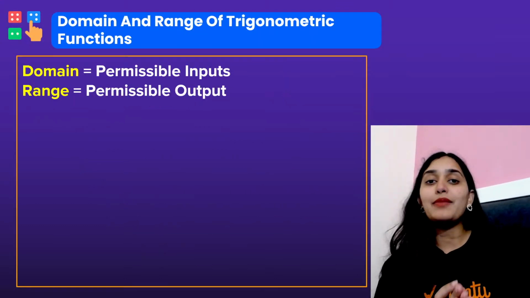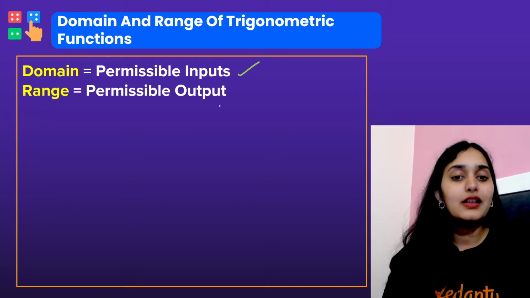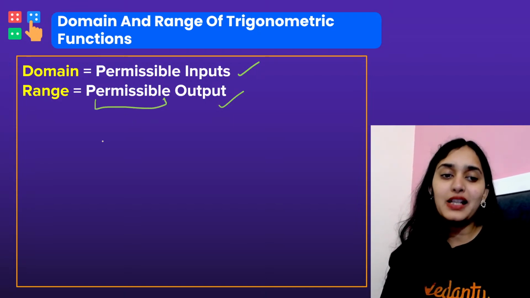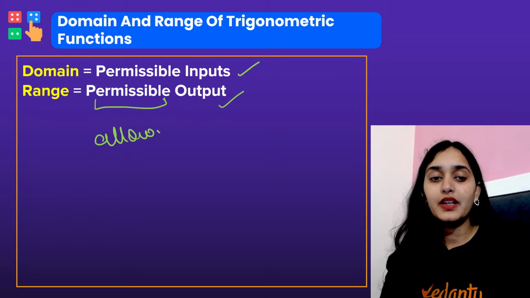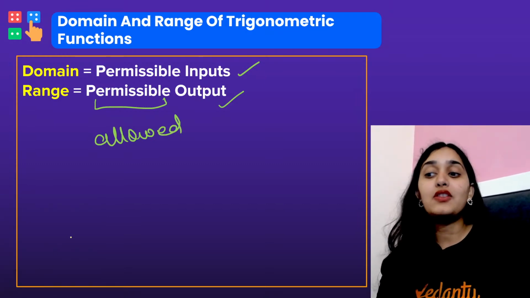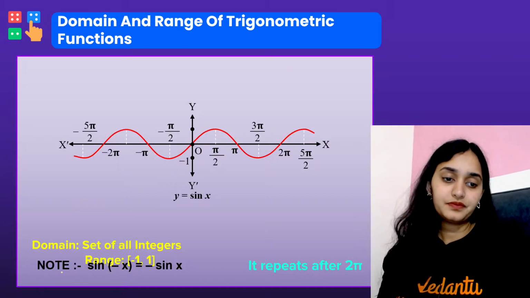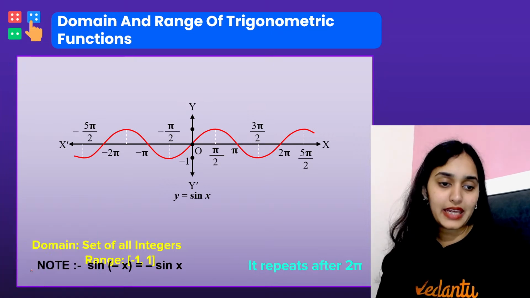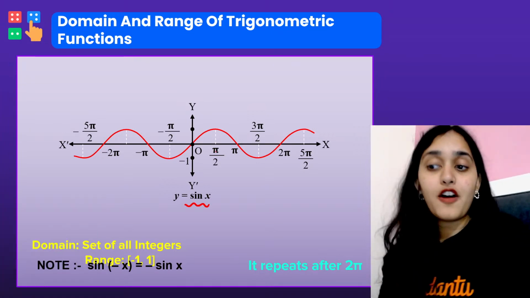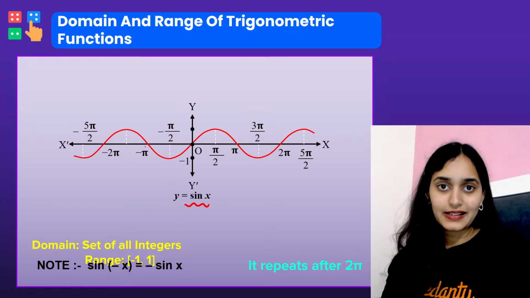Now, let's learn about the domain and range of trigonometric functions. Domain means the permissible inputs, range means the permissible outputs. Now, what do we understand by permissible? Allowed. Allowed inputs and allowed outputs for every trigonometric function. Let's learn about them. First we have the sine function. How does the graph of the sine function look? The graph of the sine function looks like this, right?